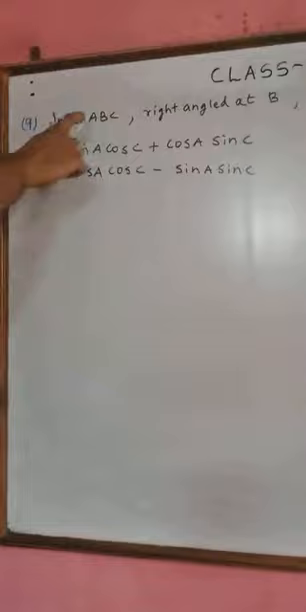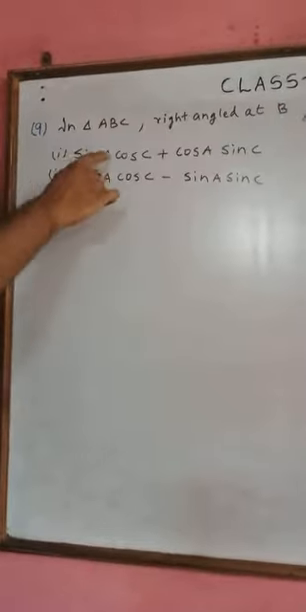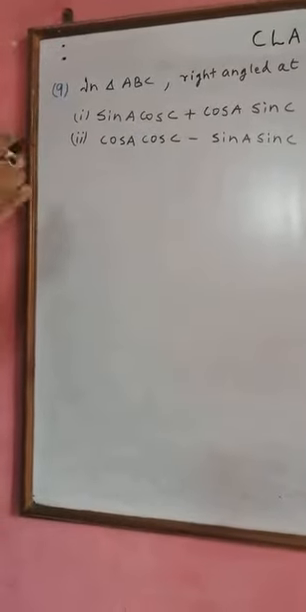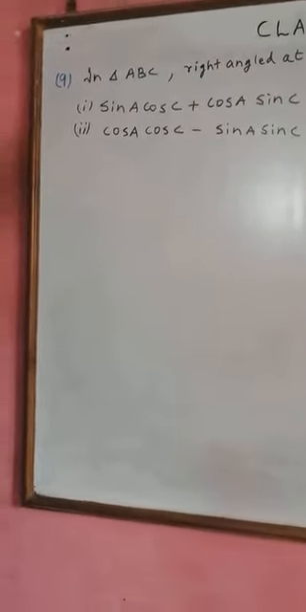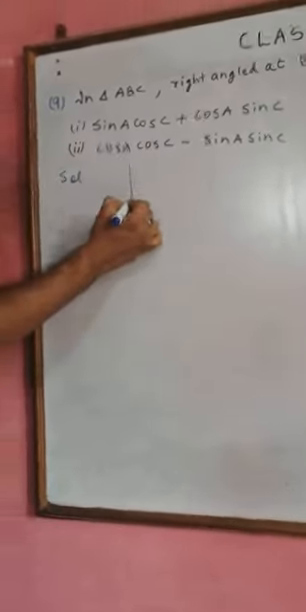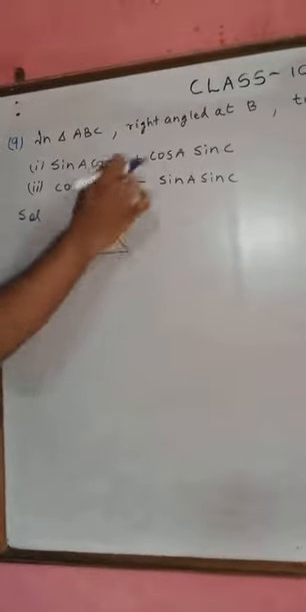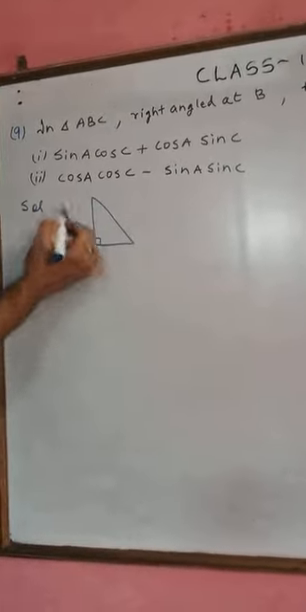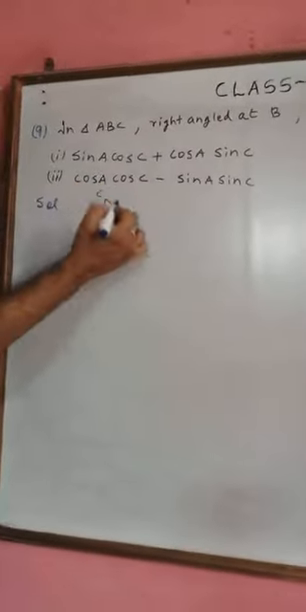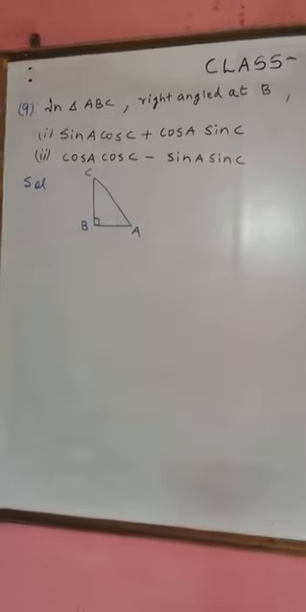First we will make the triangle, because it is right angled at B and we have to find the values for A and C both. So let us make one figure. It is clearly written that the angle at B is the right angle, and here we can write C and A. Now A and C will be the acute angles.